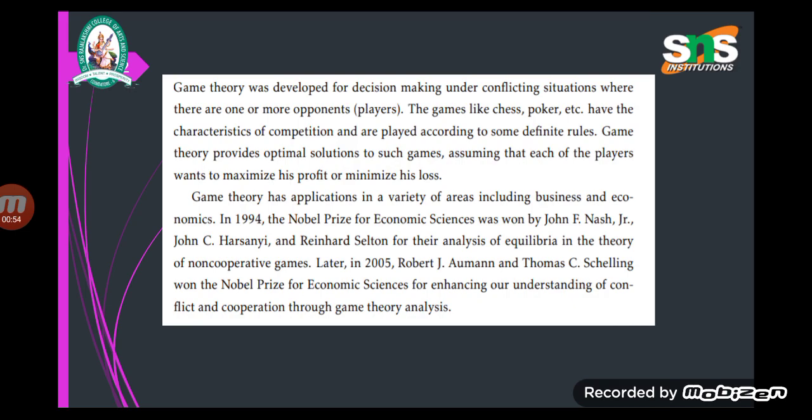Game theory provides an optimal solution. Optimal means maximizing the profit and minimizing the loss to the players. Game theory has applications in a variety of areas including business and economics. In 1994, the Nobel Prize for Economic Science was won by John F. Nash Jr., John C. Harsanyi and Reinhard Selten for their analysis of equilibria in the theory of non-cooperative games. Later in 2005, Robert Aumann and Thomas Schelling won the Nobel Prize for Economic Science for enhancing our understanding of conflict and cooperation through game theory analysis.